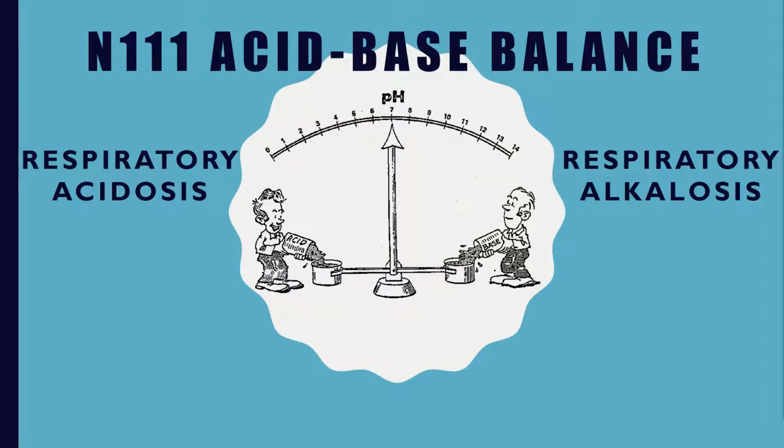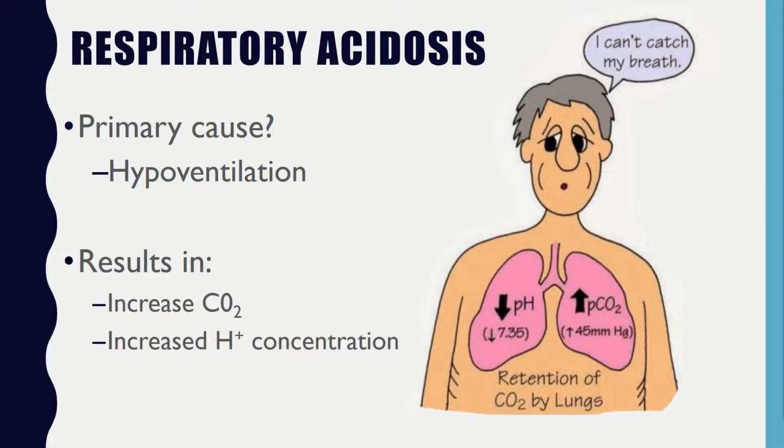Okay, so here we are going to talk about the different respiratory acid-base imbalances that we might see. So first of all, respiratory acidosis. This is caused by an excess of dissolved carbon dioxide or carbonic acid. So it's characterized by a pH less than 7.35 and a PaCO2 greater than 45. We know it can be either acute or chronic.